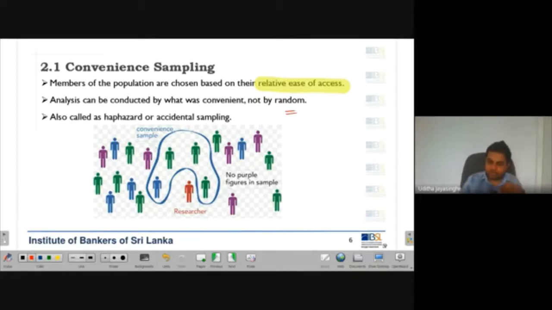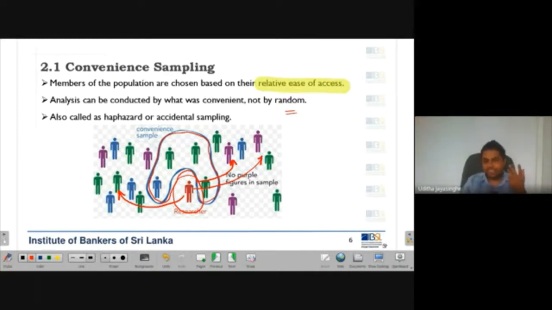Now look into this image for a moment. The guy under the symbol of a red man is our researcher. Now he has selected this particular area as his sample, and we are going to call it a convenience sample. What does this imply? He hasn't reached this person. He hasn't reached this person. Not this person. Why? It's not convenient.